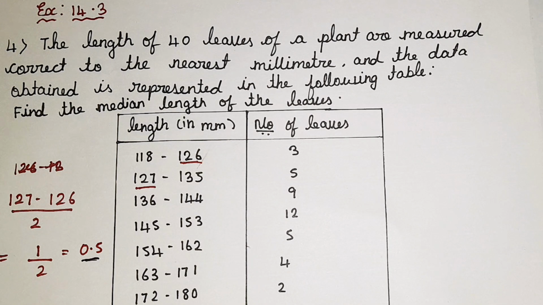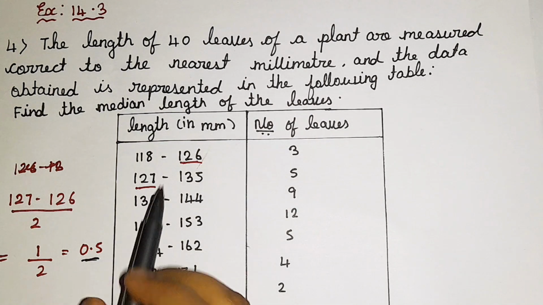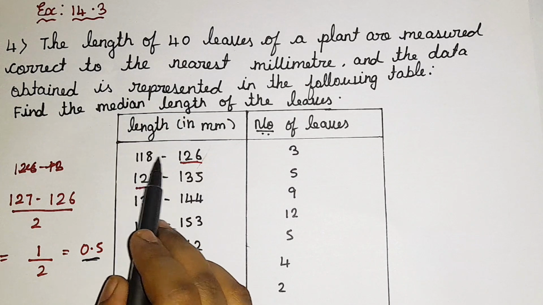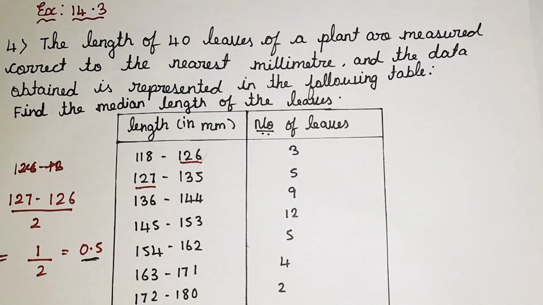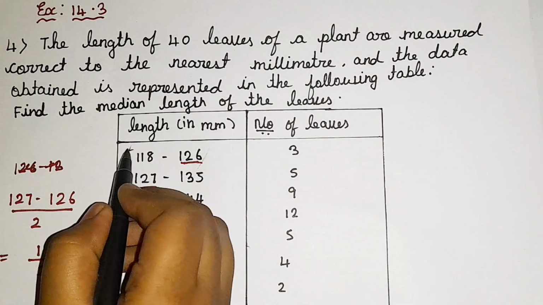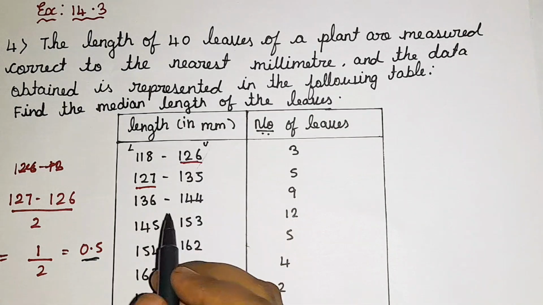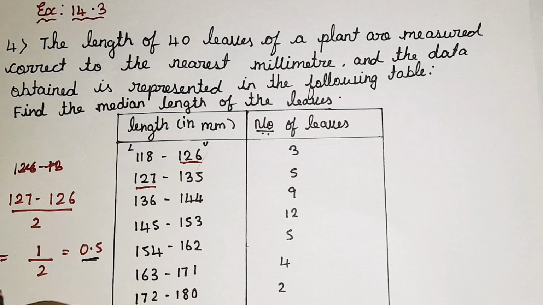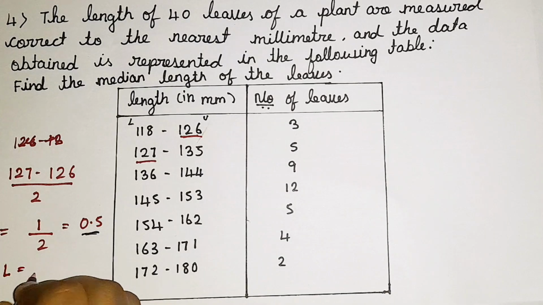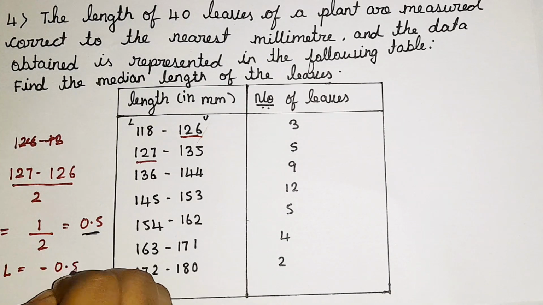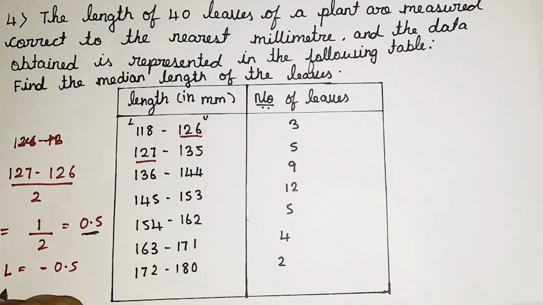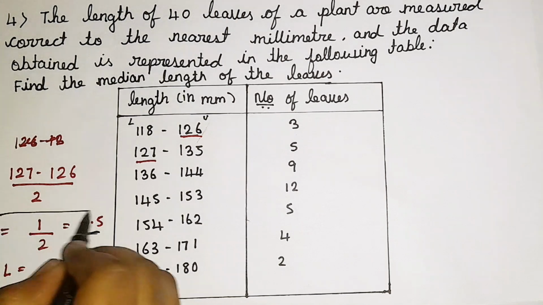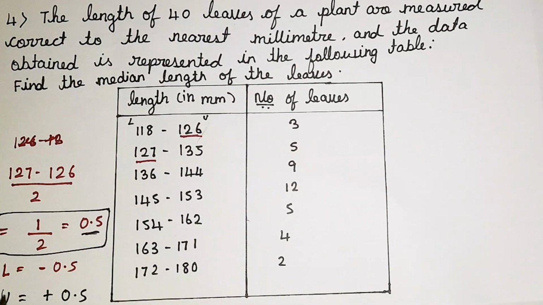Now what is the use of this 0.5? When you look at the first class, that is 118 to 126, what is the lower limit? The lower limit is this one, and the upper limit is this one. Wherever you have a lower limit, you are supposed to subtract 0.5. Wherever you have an upper limit, you are supposed to add 0.5. Why? Because we got a value here, that is 0.5. So for a lower limit we are supposed to subtract 0.5.